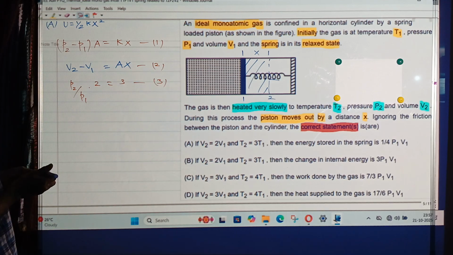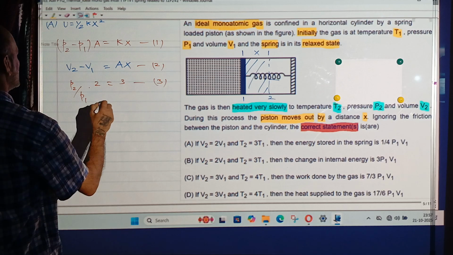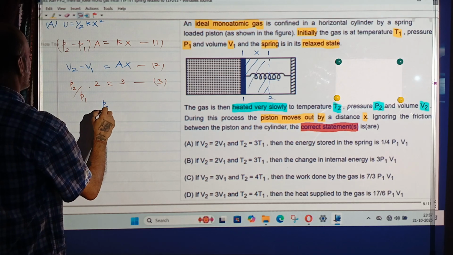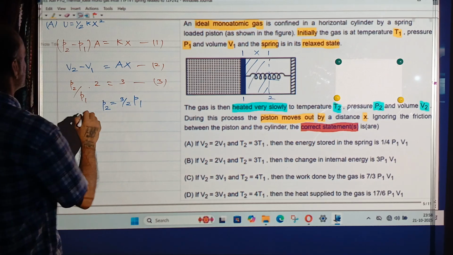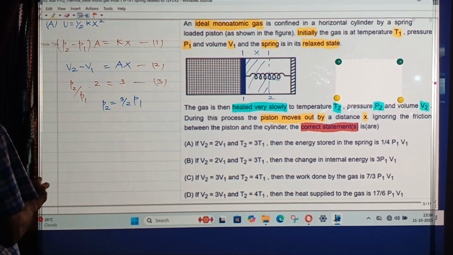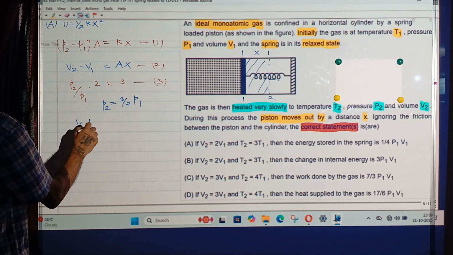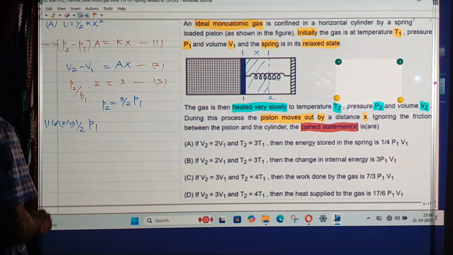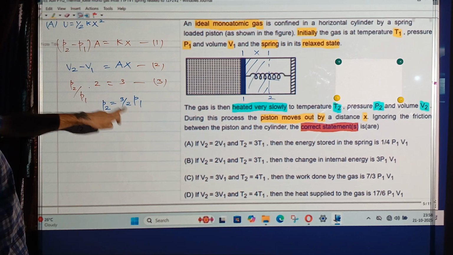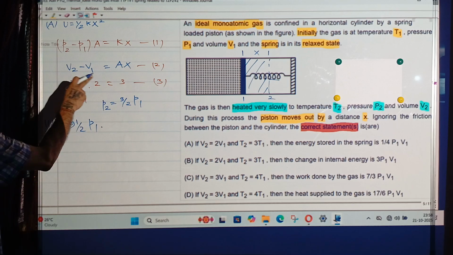From this side we get half Kx square, which is the spring energy. From equation 3, I'll get P2 equal to 3 by 2 P1. So using this, P2 minus P1 will become 3 by 2 minus 1, that's half P1. This is using 1 and 3. P2 minus P1 is half P1, into area. Area I'll use this one, V2 minus V1 by X.